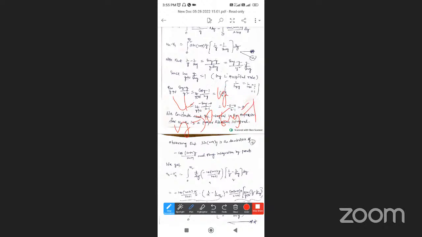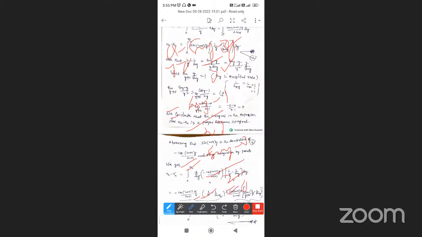Now the remaining part by L'Hospital's rule, limit y tends to 0 of sin y minus y by y square, is 0 by 0 form. Numerator derivative, denominator derivative: the derivative of sin y is cos y, minus the derivative of y, which is 1, over the derivative of y square, which is 2y. Differentiating again, minus sin y over 2. Applying the limit, minus 0 by 2 is always 0. So that is 0.